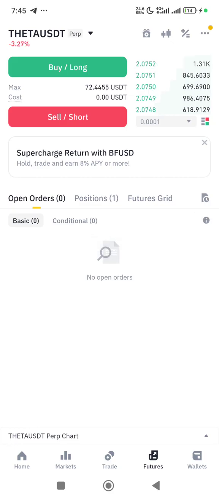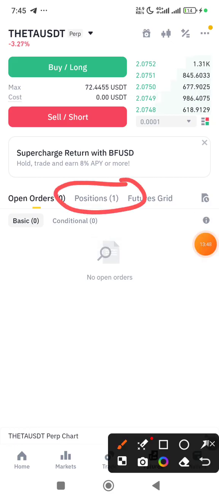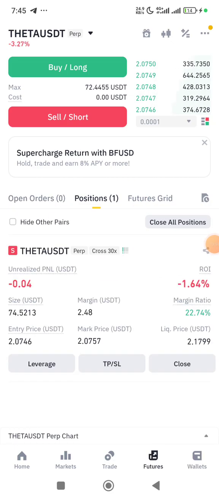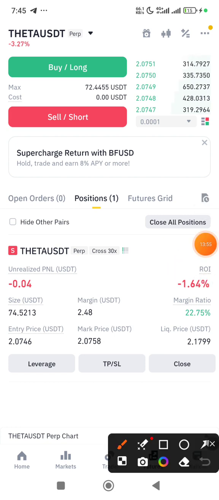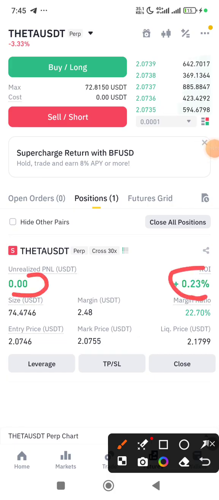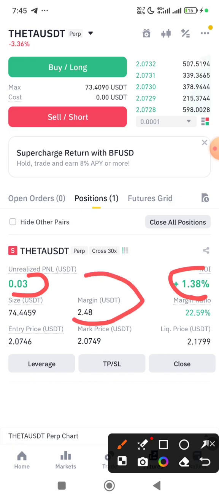Now, if you come to position here, position shows you your running trade. Now, look at my account now. It's already on a minus 1.6. You can see my percentage, and this place shows you the dollar I have made or I have lost. You understand me? Now, you see, it's on plus 1.24% profit, and you can see I have already made $0.03. This is the amount I used to enter, $2.48.